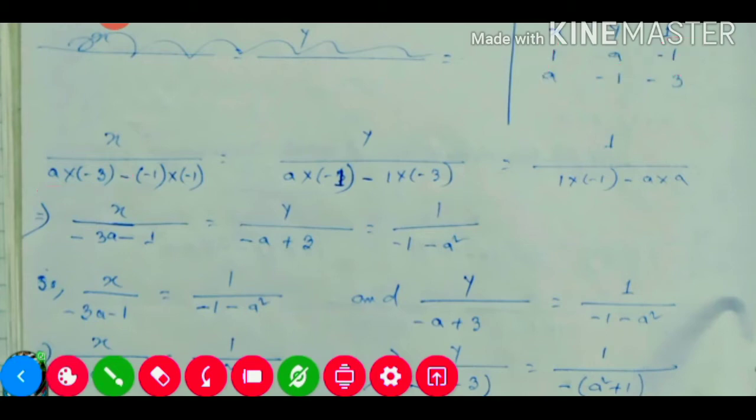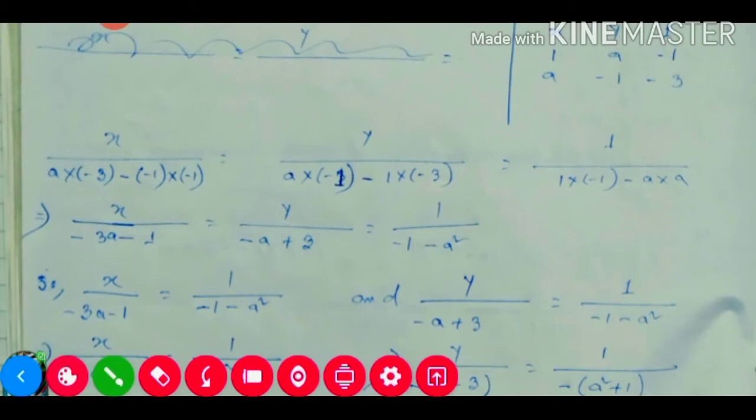Now for y, we omit y. Then down 1 into top 1. Down it is a, top is minus 1. So a into minus 1. Then minus sign. Then top 1 into down 1. Top it is 1, into minus 3. Now for the constant, we omit 1 1. Then top 1 down 1, so 1 into minus 1, then minus sign, then down 1 into top 1, so a into a.